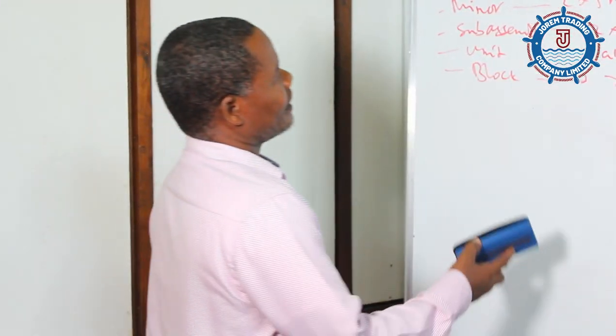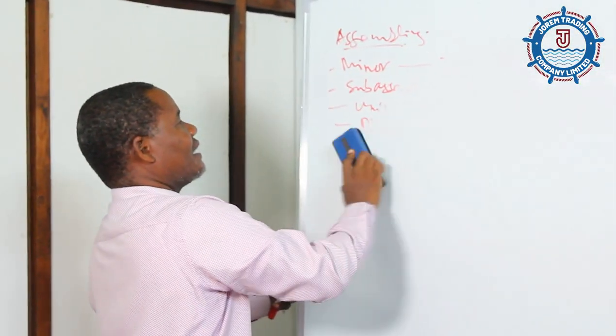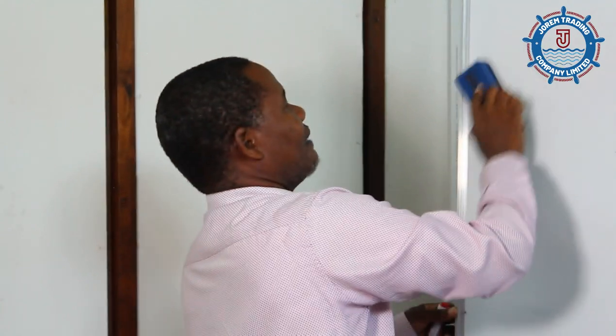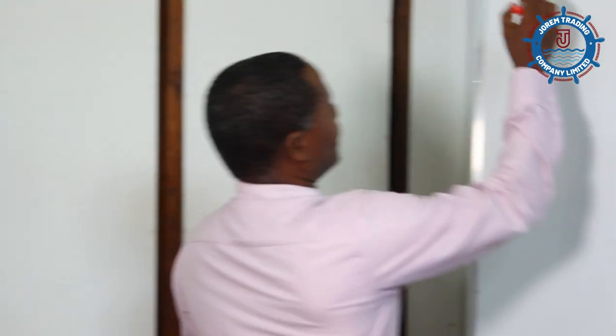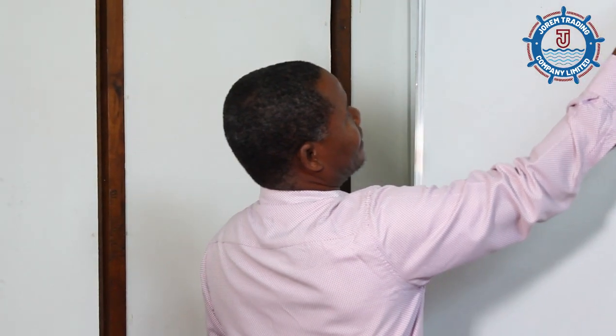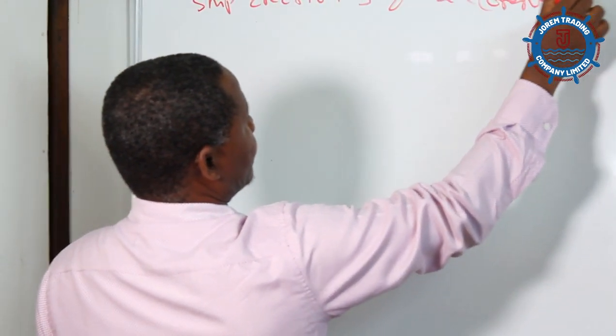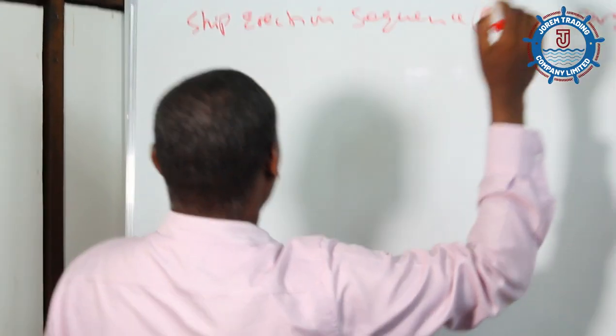Then we come to the ship erection sequence. Today let's look at the general cargo vessel. Let's have a case study with the general cargo ship erection sequence. When we say erection sequence, it means which part are you starting to construct? When you're constructing a ship, which part do you start first, second, third, and last?